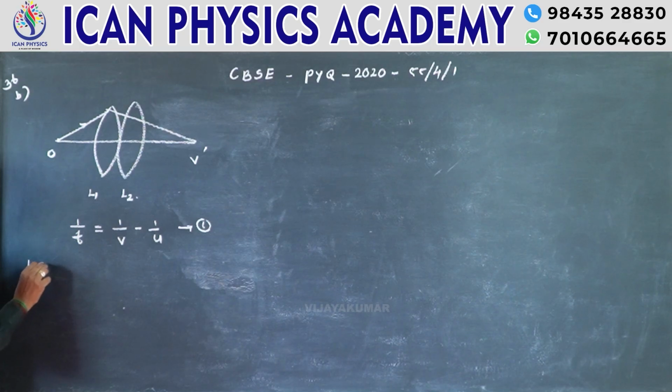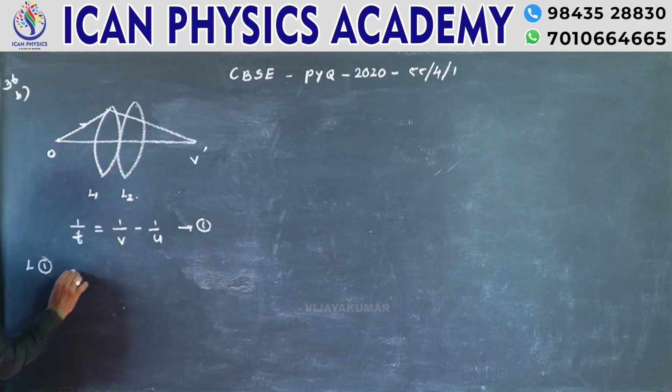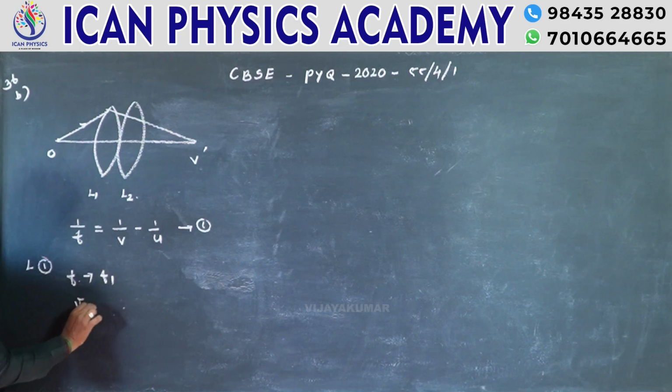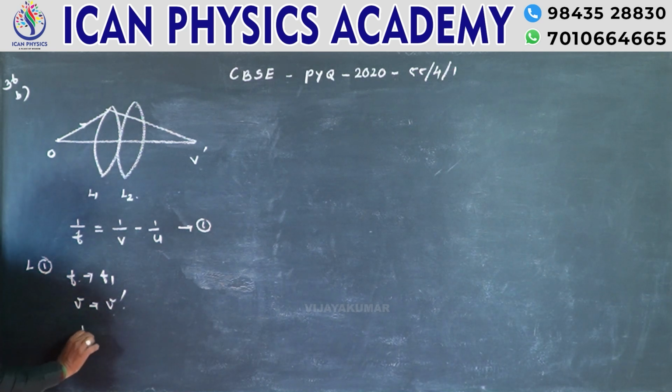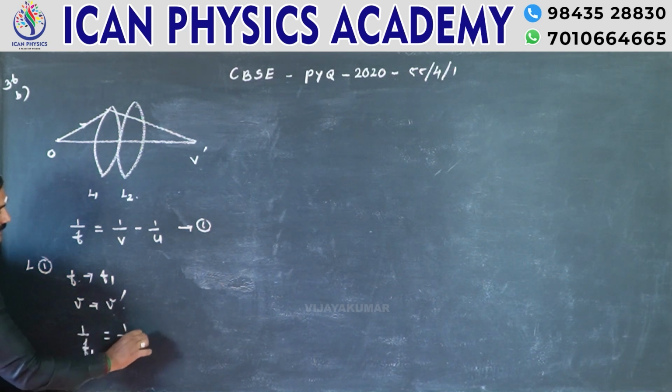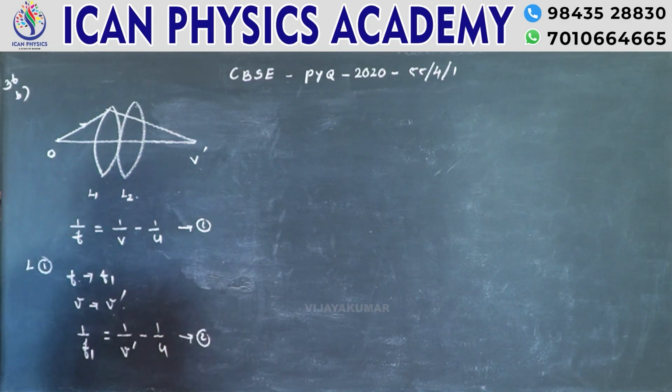For the lens 1, the focal length of the first one becomes f1. The image is obtained at v dash, so the image distance v becomes v dash. Now we can modify this formula. So 1 by f1 equal to 1 by v dash minus 1 by u. Now it's taken as equation number 2.